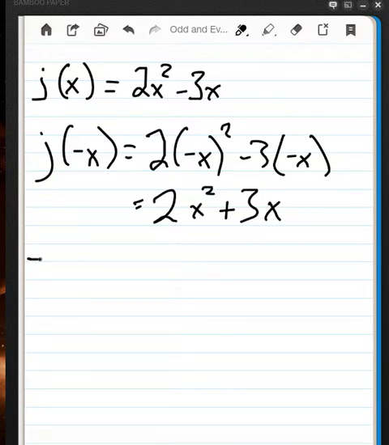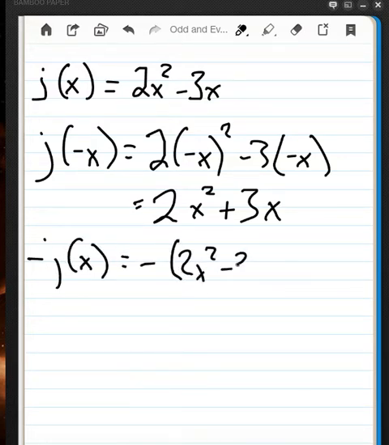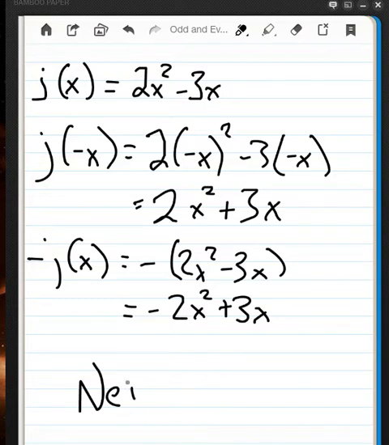Is it the opposite of j of x? Well, let's see. If we were to take the opposite of the entire function, what would we end up getting? We'd get negative 2x squared plus 3x, which is not what we got when we substituted in negative x. So it's not the same as j of x, nor is it the opposite of j of x. It's somewhere in the middle. Well, that means it's not even or odd. It's neither even nor odd.